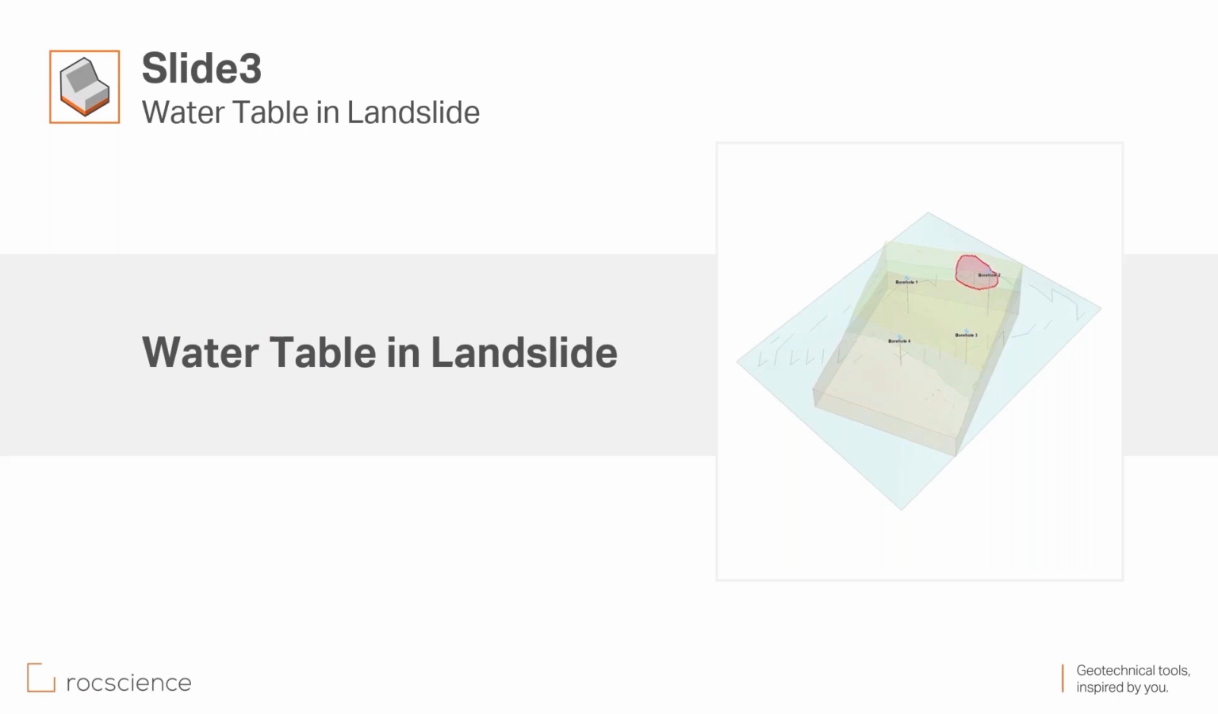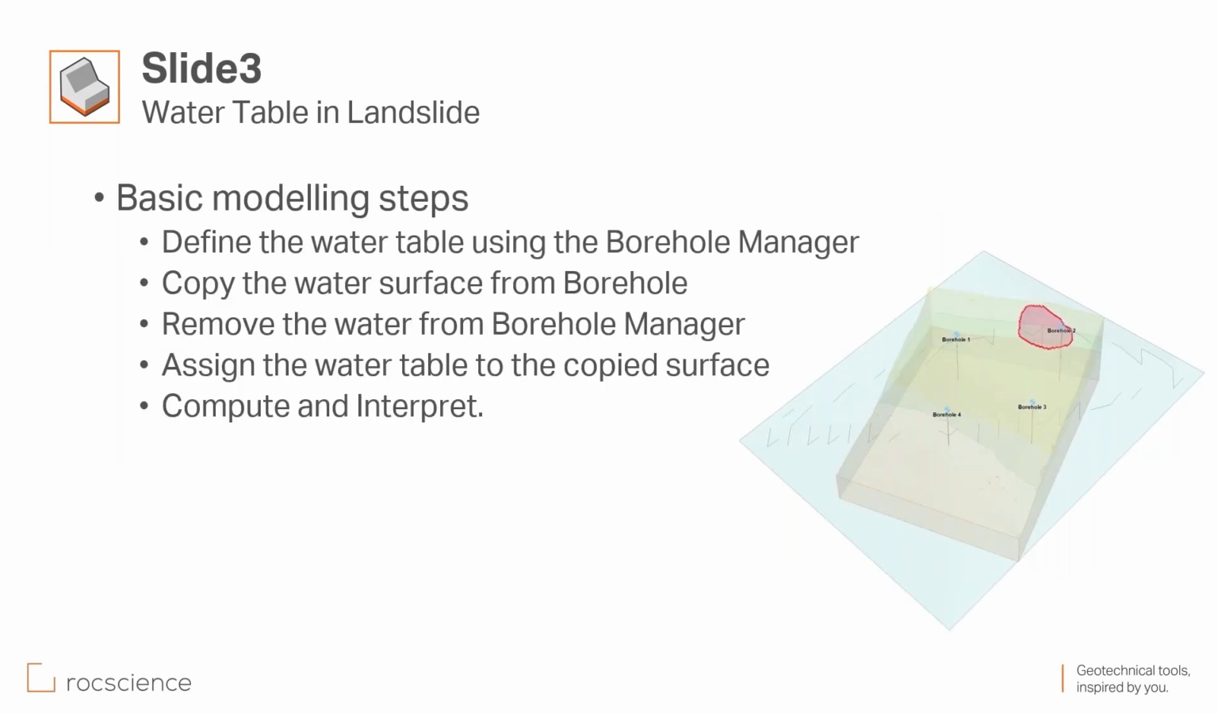Okay, the first example is very simple. I just want to show you 2 different ways of creating a water table. Basically, this is from the previous webinar. I defined the water table using the borehole manager. What I'm going to do is copy the surface that is created using the borehole manager, and then remove the water table from the borehole manager, and then assign the water table to the copied surface. This is to show you how to use the surface or to use the borehole.